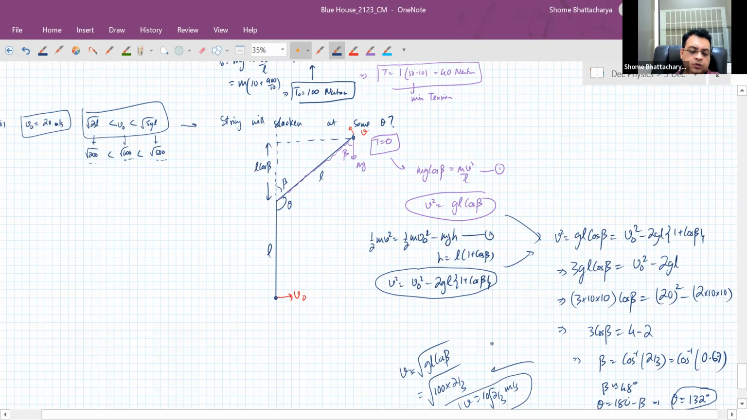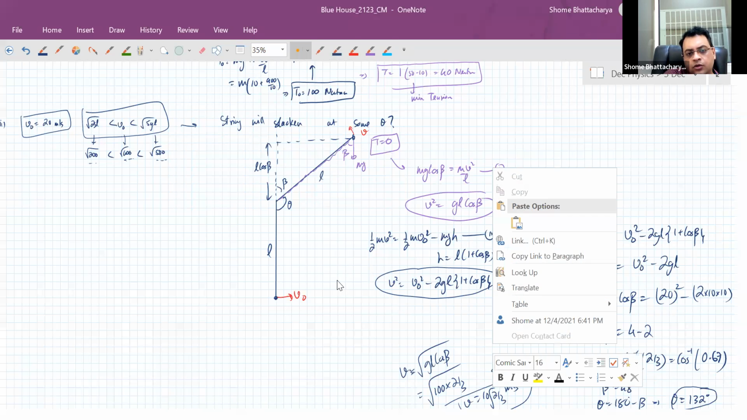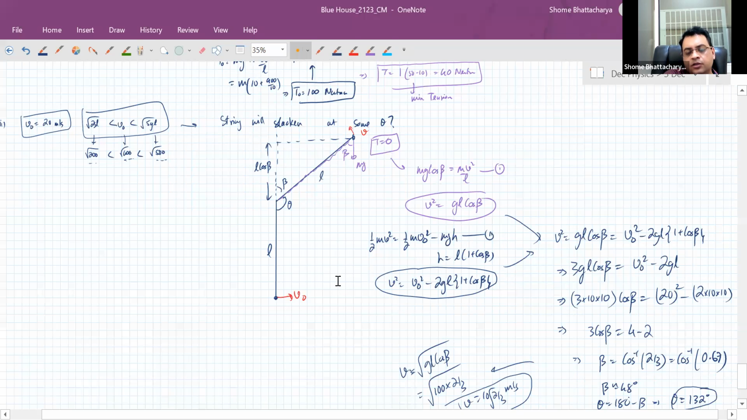Okay, so hope the two conditions are clear now. For crossing the 90-degree position, if it's greater than root 2GL but less than root 5GL, then this is how we find the position at which the tension becomes 0. On the other hand, if it's greater than or equal to root 5GL, it completes the vertical circular motion, right?